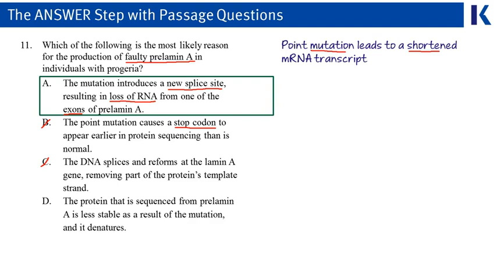The passage says all that happens here is a cytosine is replaced with a thymine. It's a point mutation. If the DNA was spliced and reformed, that is, completely cut and put back together in a different way, that's a lot more than a point mutation. And that's not what's happening here.